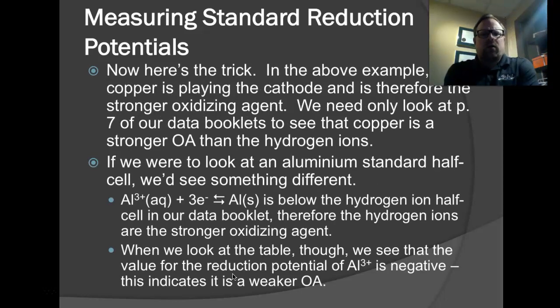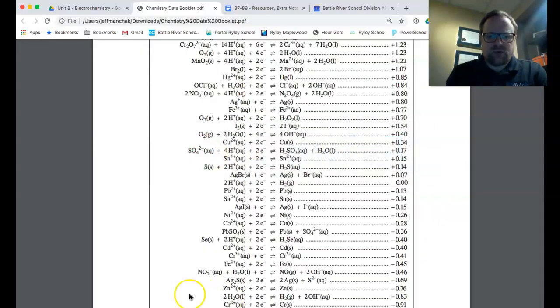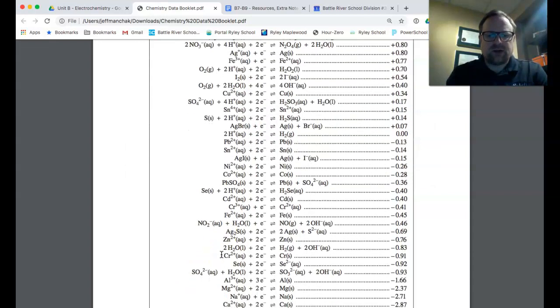So, in the above example, copper is playing the cathode and is therefore the stronger oxidizing agent, and we need only look at page 7 of our data booklets that I showed you to see that copper is a stronger oxidizing agent than hydrogen ions. If we were to look at the aluminum standard half cell, we'd see something different. Okay, so I'm just going to jump back to that page and we'll find aluminum on here, and aluminum is right down here, a little further down, way at negative 1.66.